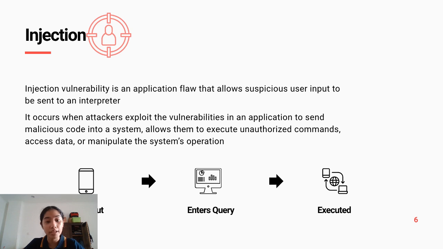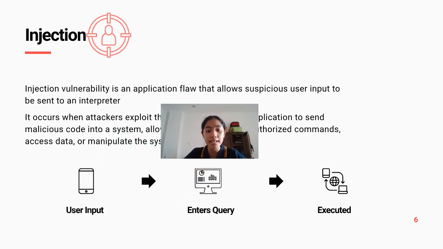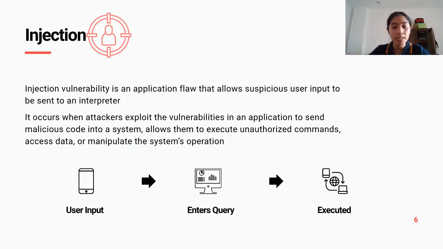So, let's learn about what injection is. Injection vulnerability is an application flaw that allows suspicious user input to be sent to an interpreter. It occurs when attackers exploit vulnerabilities in an application to send malicious code into a system, which allows them to execute unauthorized commands, access data, or manipulate the system operation.